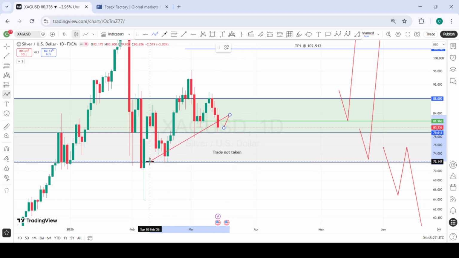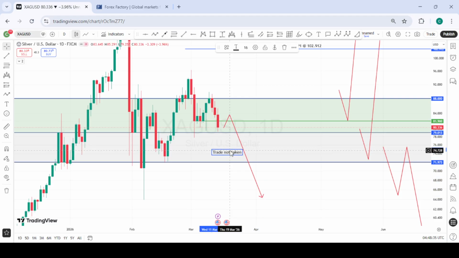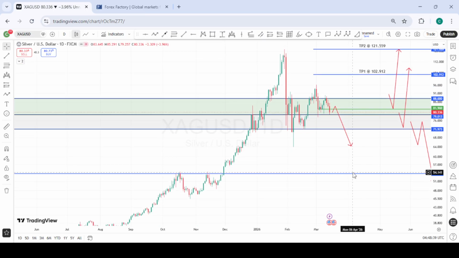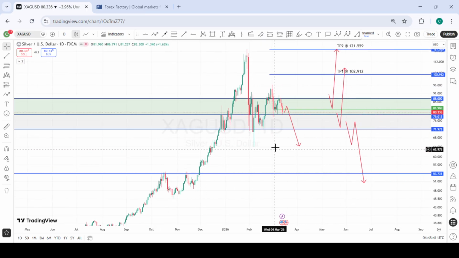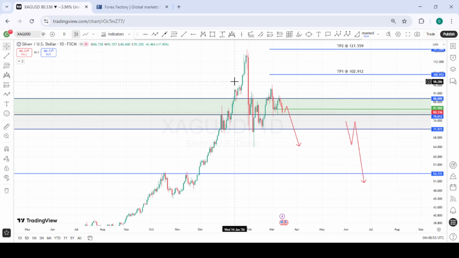So we're going to target this structure point as our first target, and this low we have here as our second target for the coming week. And the zone or structure point we have here will be our second or third target should price break below these zones we have here. So for now we have a bearish sentiment on both gold and silver for the coming week.